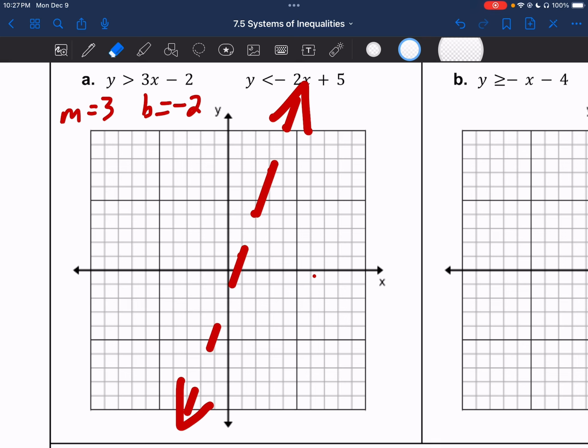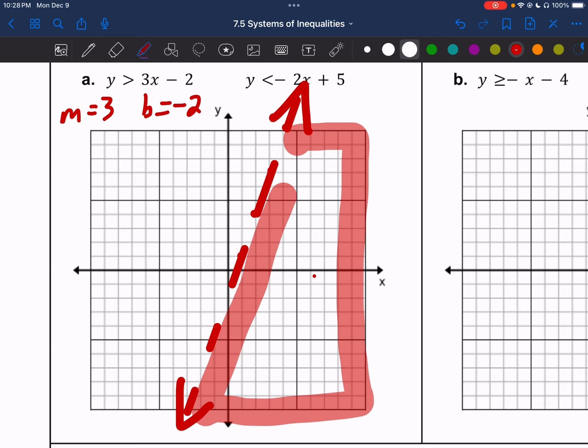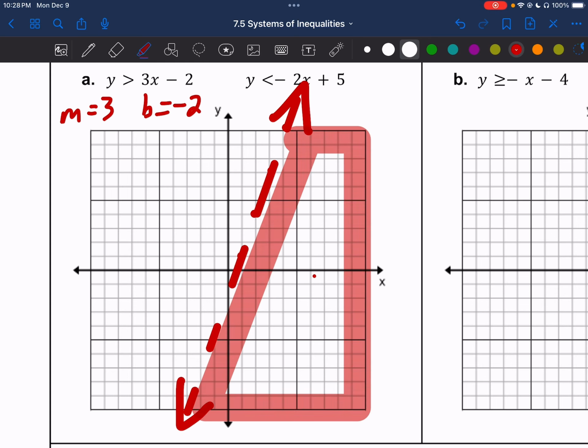So for me, it's easier to just draw the line in and then make it dashed by erasing some parts of it. And now we need to shade our inequality. It is y is greater than 3x minus 2. So let's check with 0, 0. Is 0 greater than -2? No, it's not. So we cannot shade the side that has 0. So we're going to shade above it.